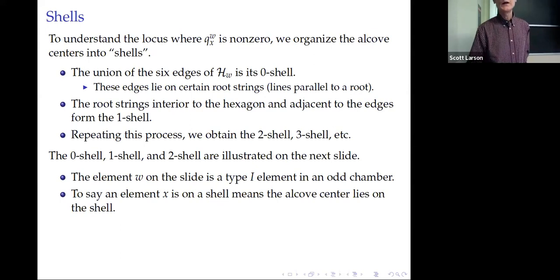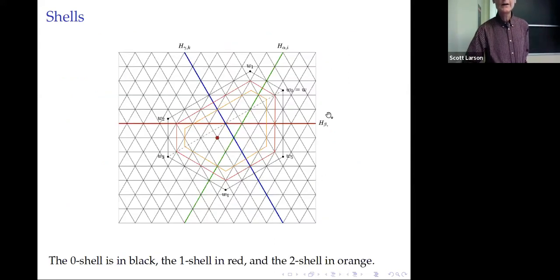Now, the next thing is that we want to understand the locus where Q_W(X) is non-zero. I want to organize the alcove centers into shells. So instead of looking at this slide, which is just a verbal explanation, let me show you a picture which will make it completely clear. So here is the hexagon again for this particular element W. The alcove centers on the edges, on the outside of the hexagon, are the zero shell.